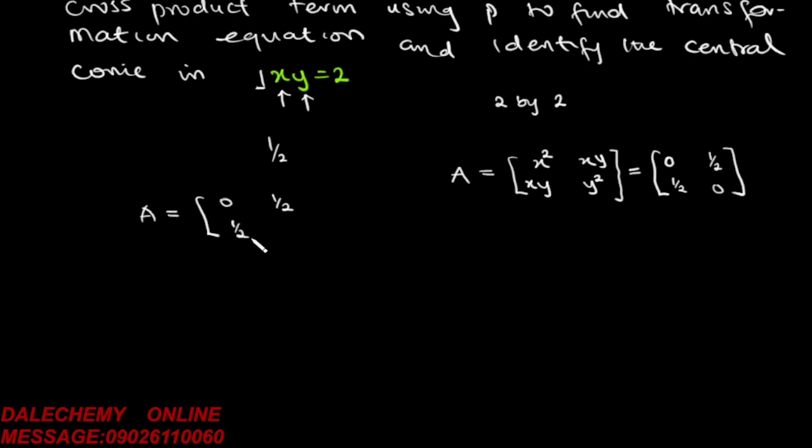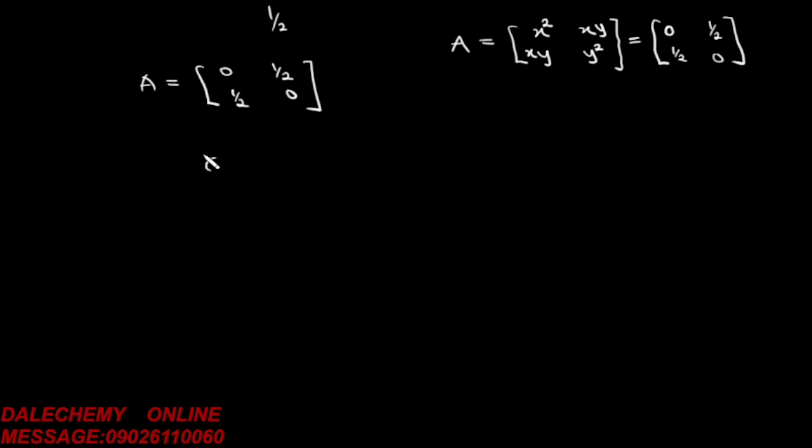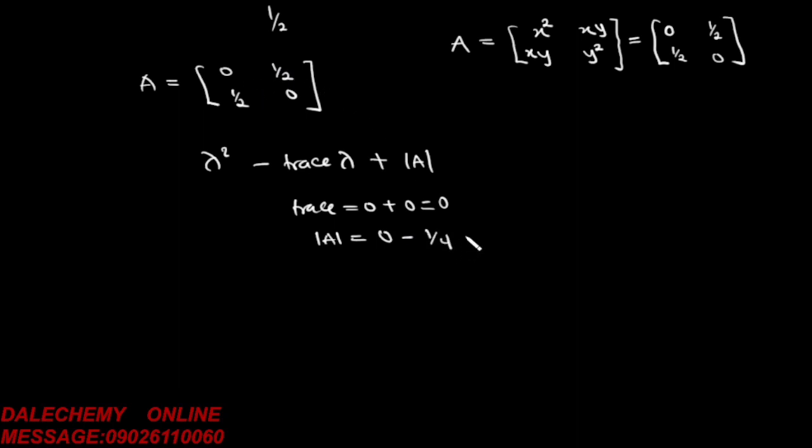But we can use the shortcut: lambda squared minus trace times lambda plus determinant. The trace of this matrix is equal to 0 because the trace is the sum of the diagonal elements, and the two of them are 0, so the trace will be 0. But the determinant will be this times this: 0 times 0 is 0, minus half times half, which is 1 over 4. So the determinant is minus 1 over 4.